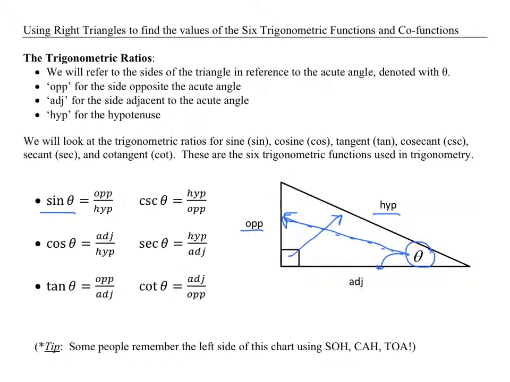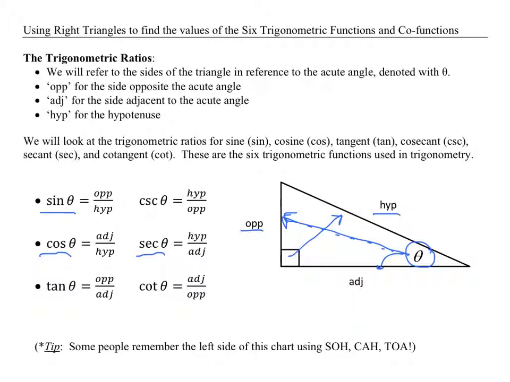Now, sine and cosecant, their ratios are just reciprocals. And the same way with cosine and secant. Their ratios are just reciprocals, and tangent and cotangent, those ratios are just reciprocals.